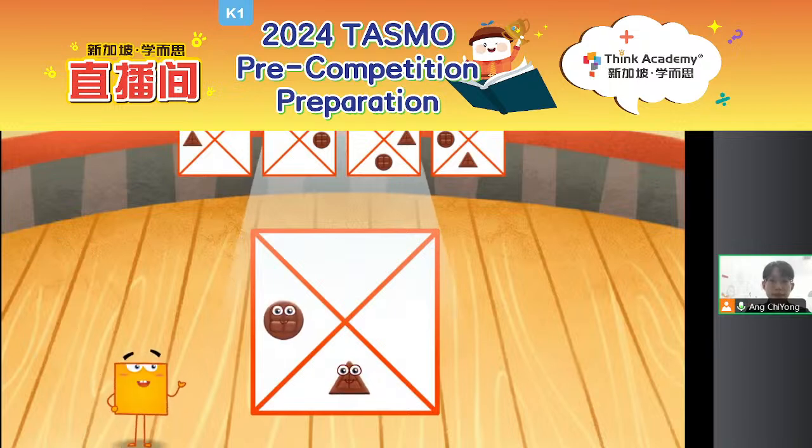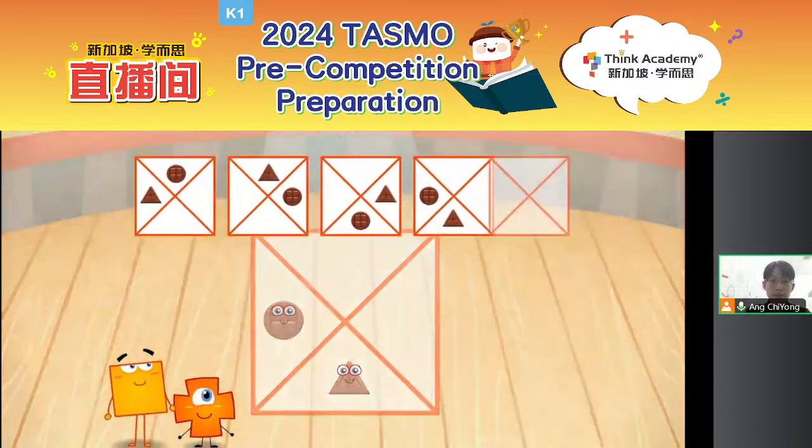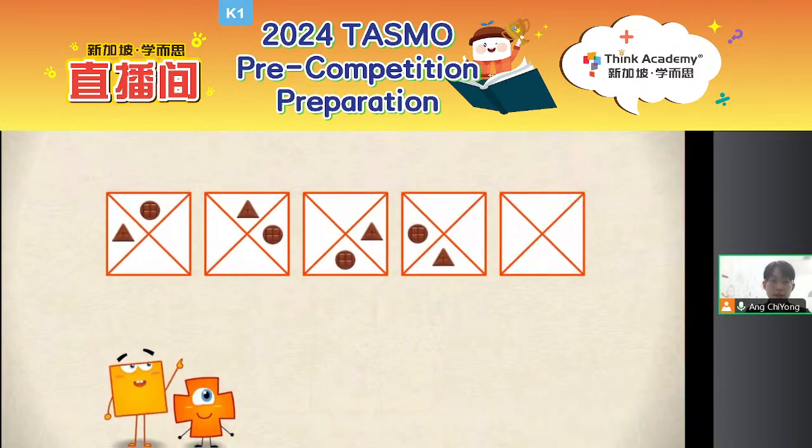Wow, they are rotating so fast. Aha! They are following the pattern. What is the pattern? There are two chocolates. Which one should I observe? Now instead of one object, how many objects do you have here?